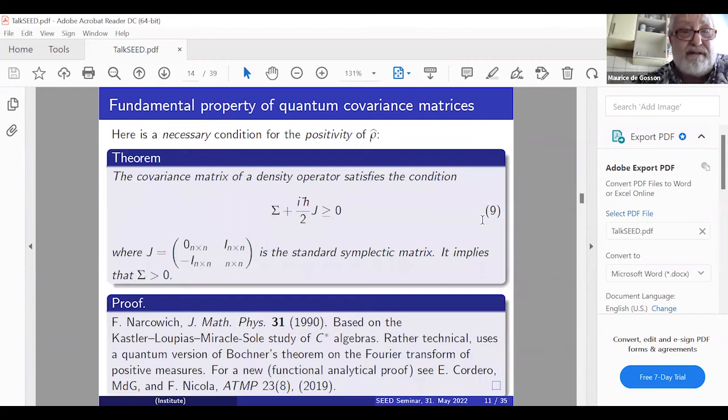So let's proceed here. The fundamental property of the quantum covariance matrix is the following. The covariance matrix of a density operator, rho hat, always satisfies the condition 9. So what does this condition mean here? J, the big J here, I should have defined it beforehand, is the standard symplectic matrix. I'll write it in a moment on the other slide. It's a block matrix which can be read as zero, identity, minus identity, zero. H bar is Planck's constant h divided by 2 pi.